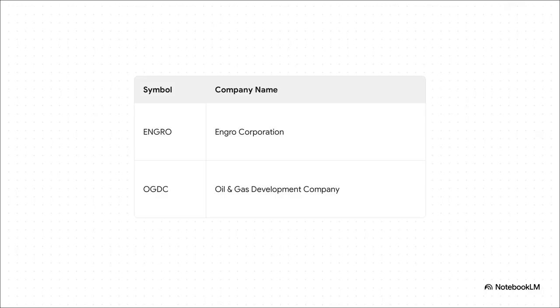All right, you're in, and you've got cash in the account. Now for the fun part. Let's find a stock. Most platforms have a search bar, and you can just type in a company's ticker symbol. Like ENGRO for Engro Corporation, or OGDC for the Oil and Gas Development Company. This will bring up a snapshot of the stock's current price, its daily high and low, and the trading volume. It's your quick look at what's happening right now.